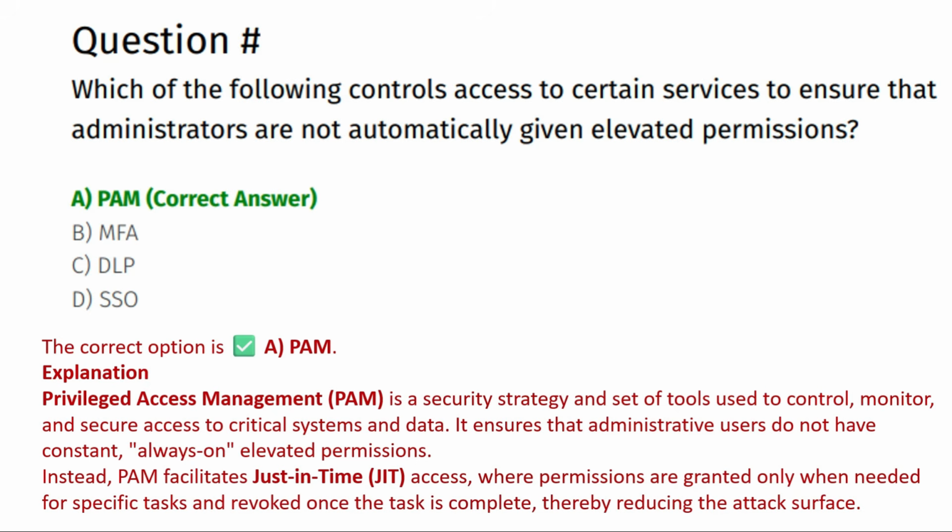And the explanation is, PAM, privileged access management, is a security strategy and set of tools used to control, monitor, and secure access to critical systems and data. It ensures that administrative users do not have constant, always-on, elevated permissions. Instead, PAM facilitates just-in-time access, where permissions are granted only when needed for specific tasks and revoked once the task is complete, thereby reducing the attack surface. So that's why the correct answer for this question is option A, PAM. So let's move to the next question.